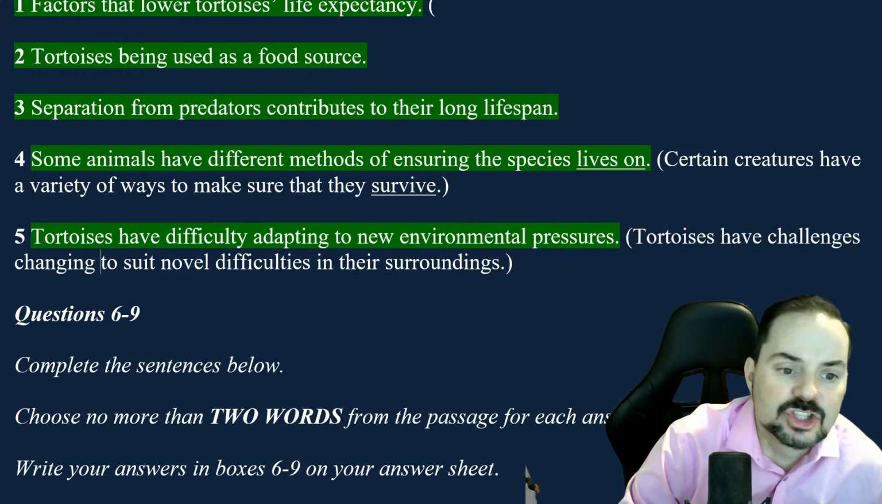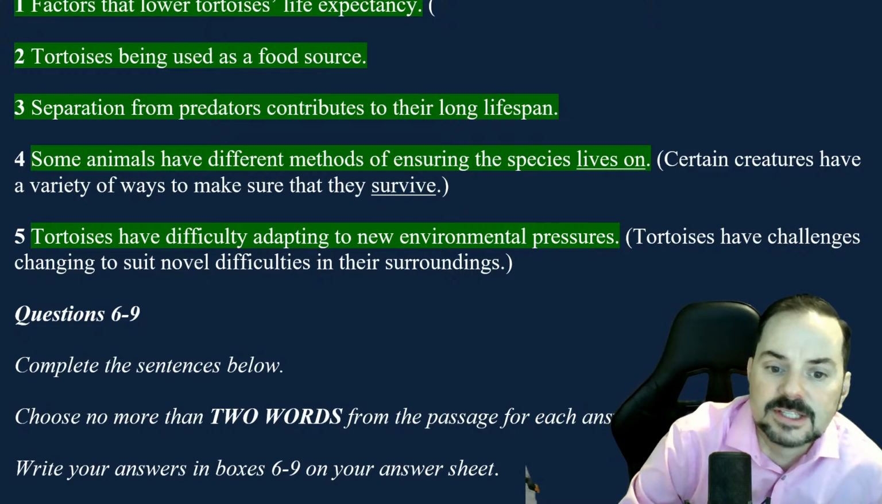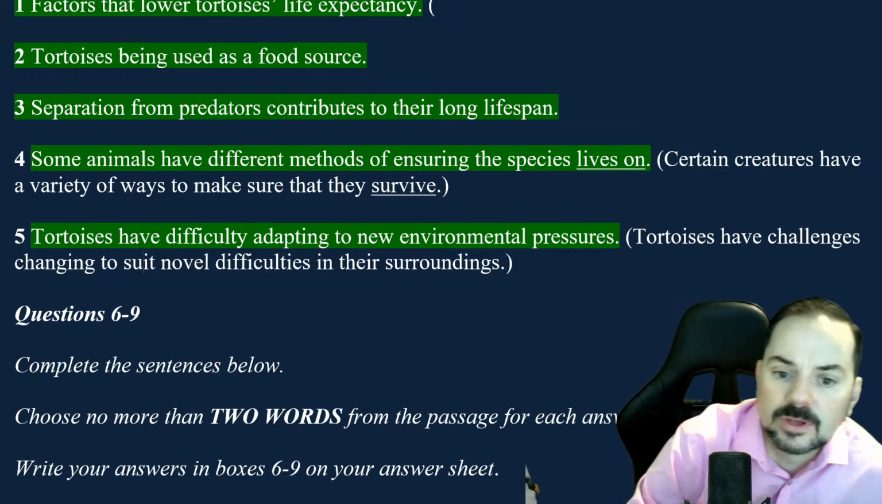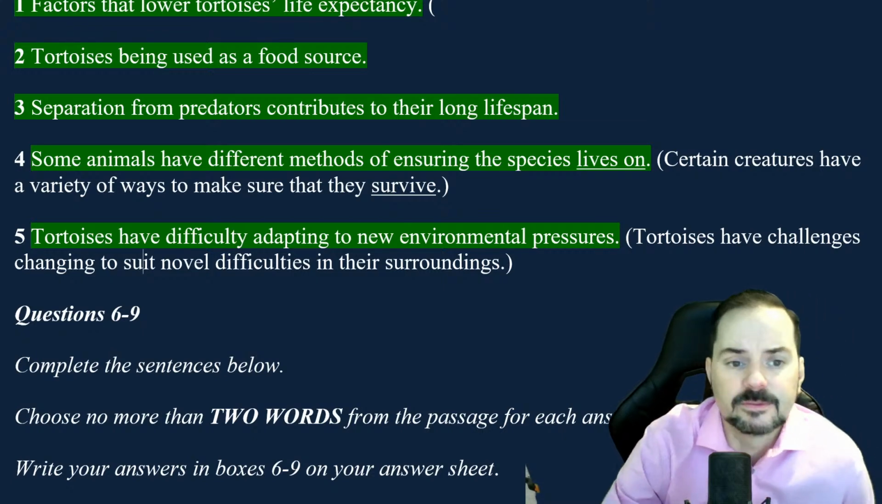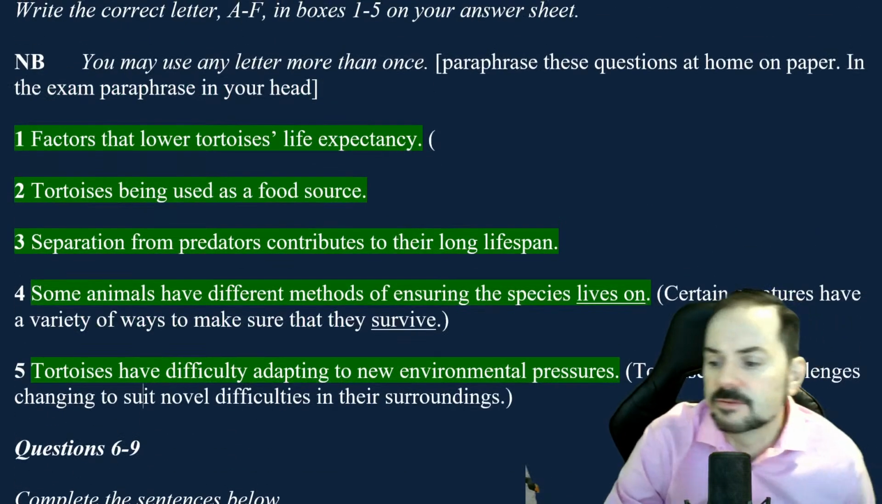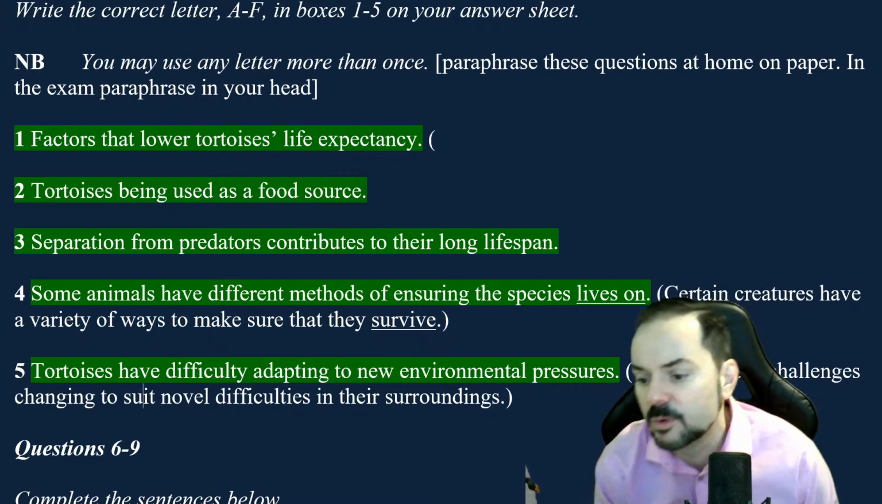Tortoises have challenges changing to suit novel difficulties in their surroundings. Okay, there's lots of ways to paraphrase, not just the way I'm doing it. There's tons of different ways to paraphrase. The key is to find the right way. Okay, we've got some number ones.